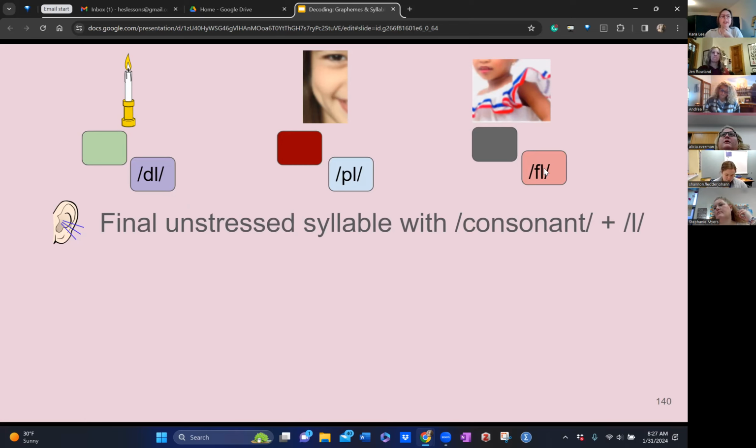And you can even feel that in your throat, that you're kind of almost like swallowing that vowel sound. It's a very weak reduced vowel sound. Dull, pull, full. And yet it is a syllable.